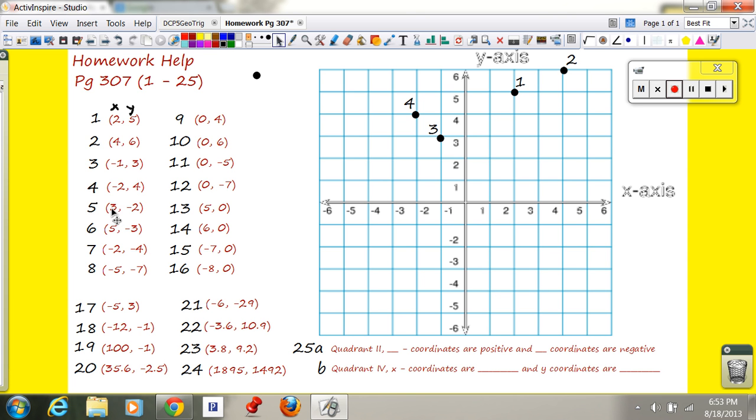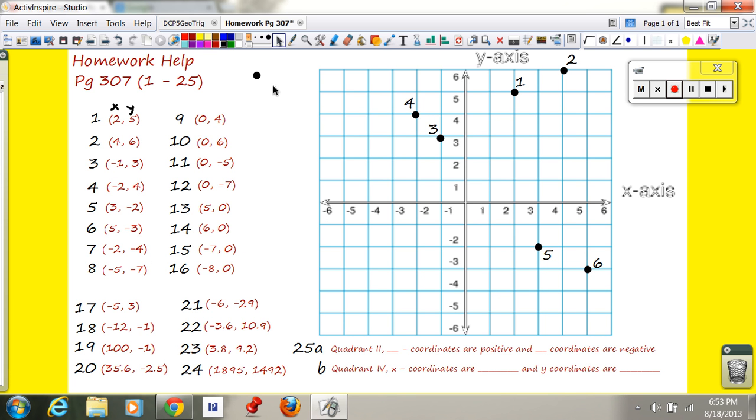Number 5 is to go over 3 and down 2. So I went over the positive 3, then I went down the negative 2. That's point 5. And again, if you want to do these on your own, you could speed up the video to the end or however you want to do it. Number 6 is over 5 and down 3. So over 5 first on the x, down 3 on the y. That's going to be point 6.